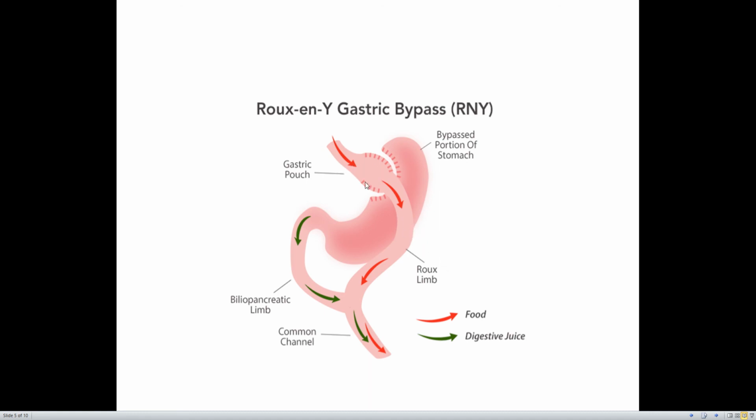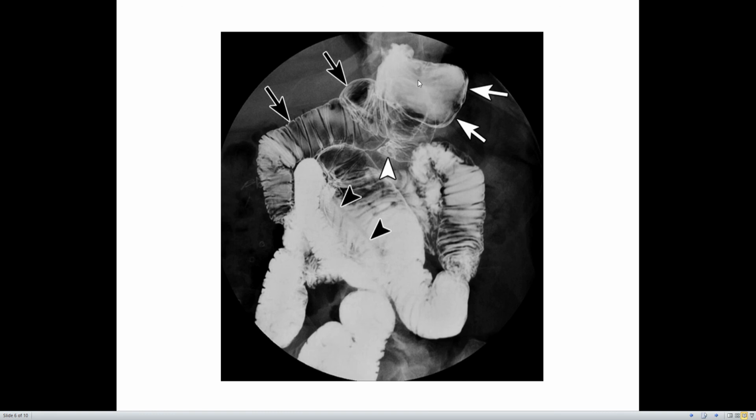And so just the different parts here, this is the gastric pouch, then that will continue in what is known as the roux limb, and then we have the duodenum part known as the biliopancreatic limb, and then those meet up into the common channel, which will then flow into the large intestine as normal. So here's an image here.